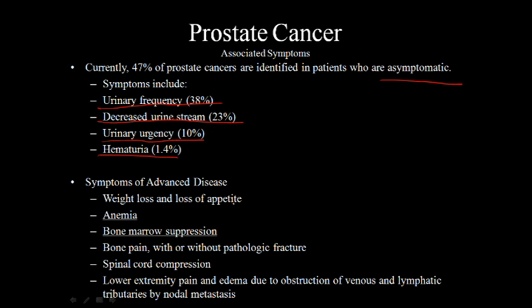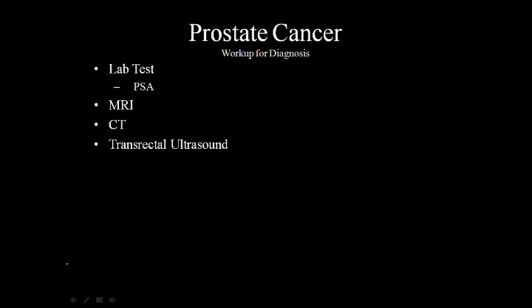Symptoms of advanced disease are weight loss and loss of appetite, anemia, bone marrow suppression, bone pain with or without pathological fracture, spinal cord compression, and lower extremity pain and edema due to obstruction of venous and lymphatic tributaries by nodal metastasis. So all of these things come together and culminate in advanced disease, and that's something you have to be concerned with if you start experiencing these symptoms.